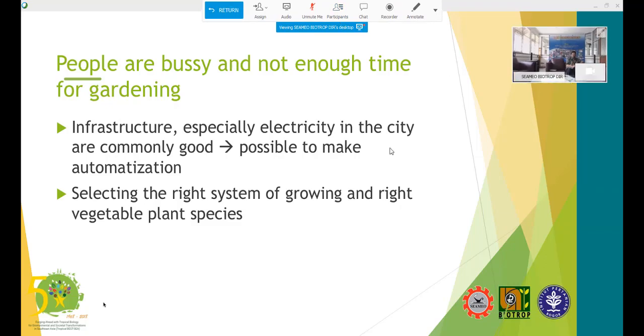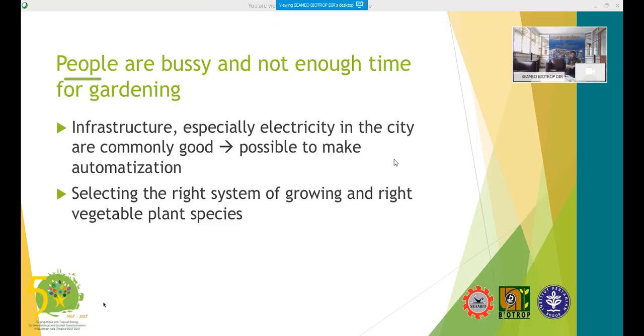And that has already been developed by a university in Jember, East Java. And also for mushroom production, our school partner, SMA Vikrama, Vikrama Vocational High School, helped us to make a sensor so that when the humidity gets lower or the temperature increases, the sprinkler will start spraying the area automatically. So this is the kind of thing that we can develop in the city where people are very busy. And selecting the right growing system and the right vegetable plant species is very important also. Next.